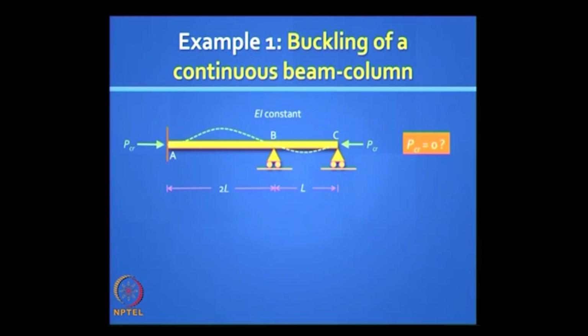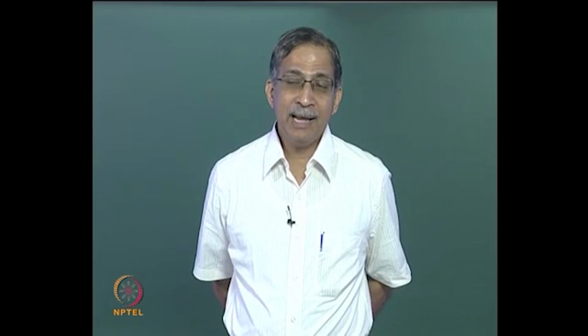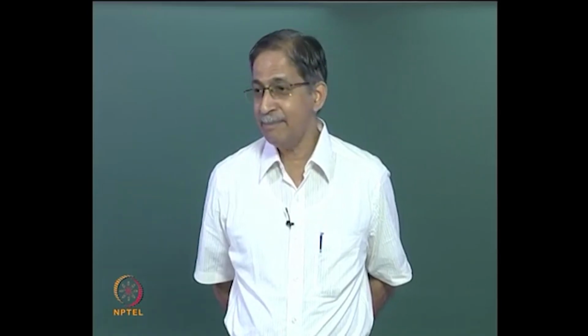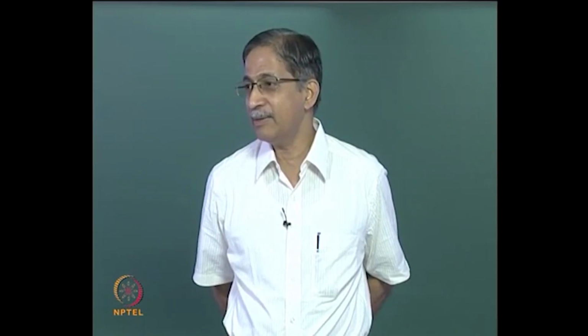Can you give me some guesses? At least can you tell me what that value will lie in between? I want to find P critical. Mind you, both the elements are going to simultaneously buckle because of the continuity requirement at the joint. Yes, tell me. How would you arrive logically at a good guess?